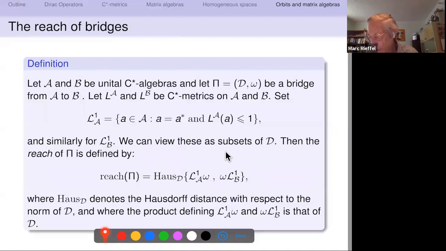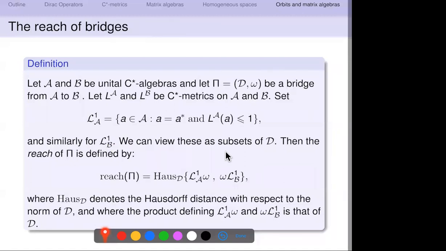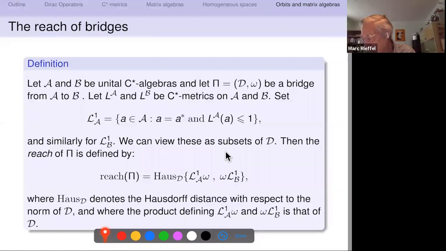And then the reach of the bridge is simply defined by looking at the ordinary Hausdorff distance between this subspace for A times the pivot on the left, and on the other side, the pivot multiplied on the right by the subspace for B. You use just the usual norm of your C-star algebra and the Hausdorff distance measured by that, and one can show this is always going to be a finite number. That's not immediately obvious. Okay, and this is how Latrémolière defines the reach of a bridge.